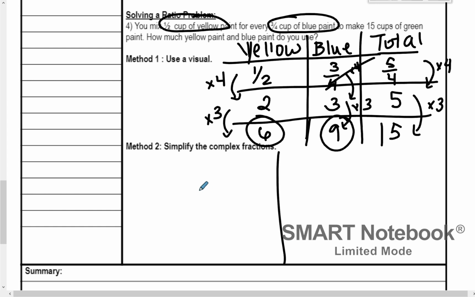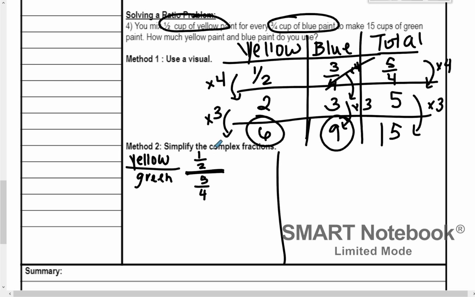All right, we need a side for the yellow paint and a side for the blue paint. The first one we are going to do is yellow, the ratio of yellow to green, because that's our total. So we have 1/2 to 5/4, 1/2 yellow to 5/4 of green paint total. We are going to divide those fractions. So we're going to treat this fraction bar like a division. So we're going to take 1/2 divided by 5/4.